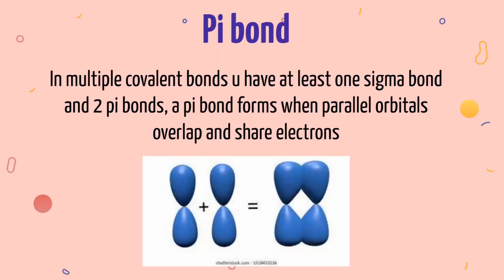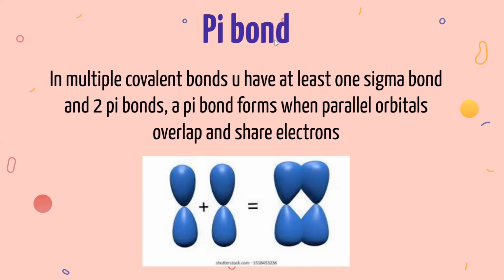And finally, we have a pi bond. Before we talked about the sigma bond, and now there's a pi bond. And pi bonds only occur in multiple covalent bonds. In multiple covalent bonds, you have one sigma bond and one or two pi bonds. And what is a pi bond? It's basically a bond that forms when parallel orbitals overlap and share electrons.